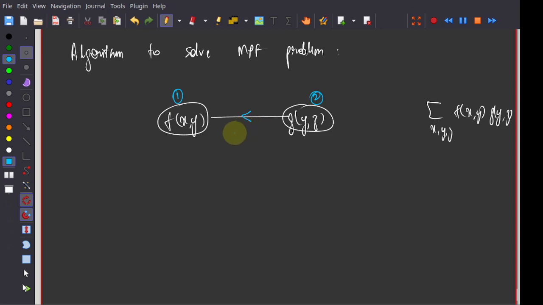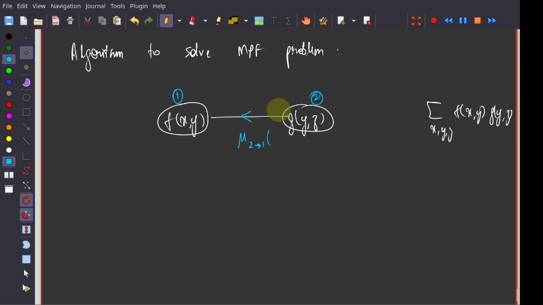So let's think of the following algorithm where this sends a message mu from 2 to 1. So I'll use this particular notation. It's a message being sent from alpha 2, or the second vertex, to the first vertex. And this message is going to be a vector. Actually, all of these messages are going to be vectors. And the vectors are going to be indexed by the variables which are common to both.